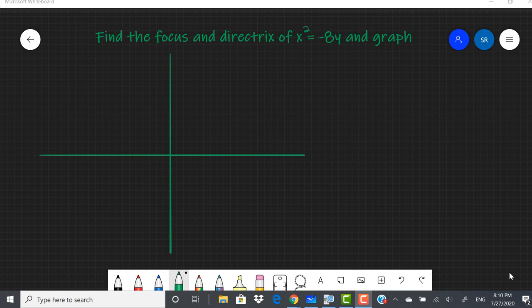Okay, in this video, we're going to find the focus and directrix of x squared equals negative 8y, and then we're going to graph. In the last video, we did a y squared example. This time, we're using the example of an x squared.